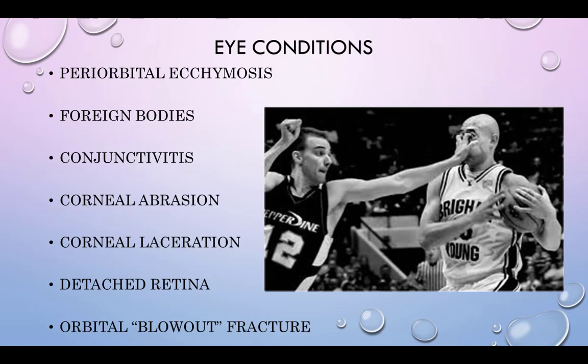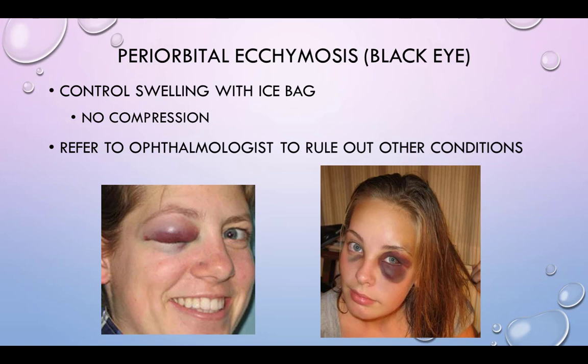Eye conditions include periorbital ecchymosis, foreign bodies, conjunctivitis, corneal abrasions, corneal lacerations, detached retina, and orbital blowout fractures. A periorbital ecchymosis is a common black eye.